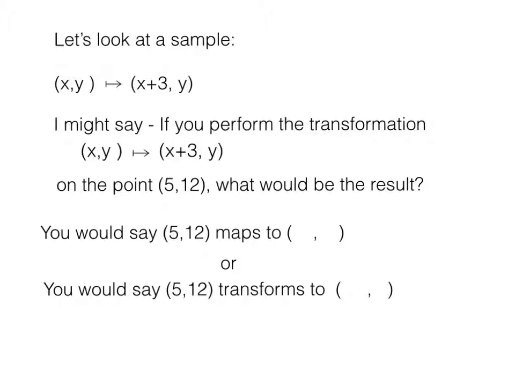If I want to map or transform my point (x, y) to this new image following this rule, I might say, if you perform the transformation (x, y) transforms to (x + 3, y) on the point (5, 12), what would be the result? You would say (5, 12) maps to blank, blank, or you would say (5, 12) transforms to blank, blank.